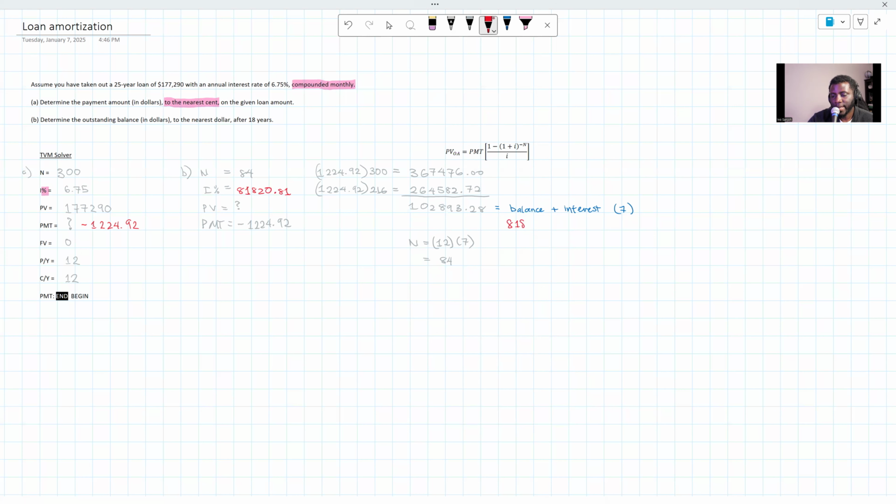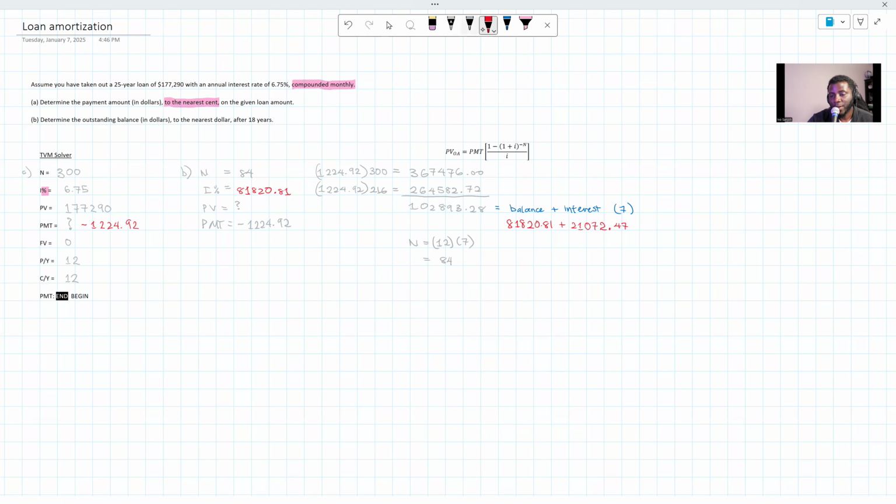So 81,820 and 81 cents. And if we were to figure out how much in interest, we'll simply subtract that from $102,893 and 22 cents. So let me compute that quickly. And so the amount in interest that'd be paid over the 7 years left would be $21,072 and 47 cents.